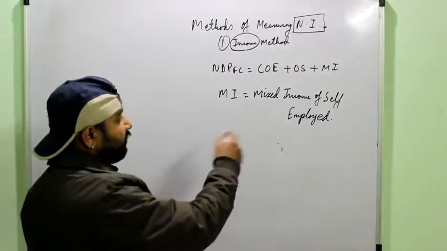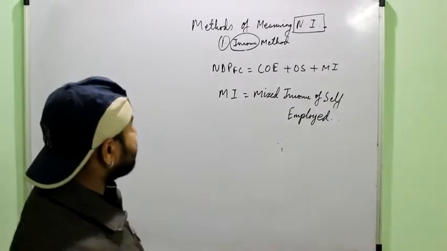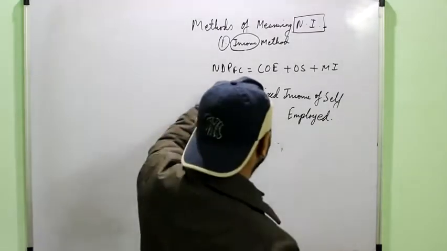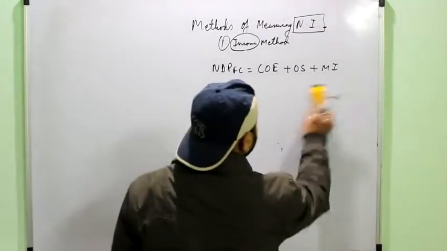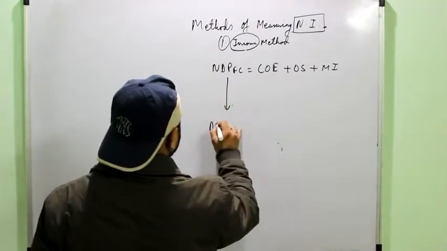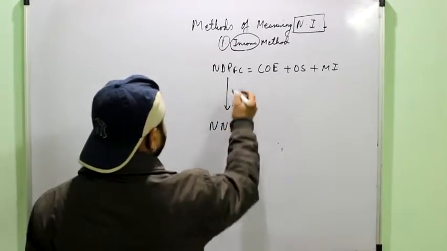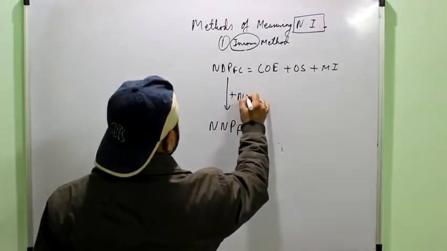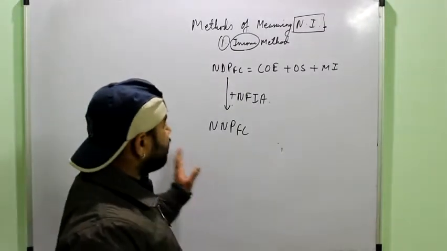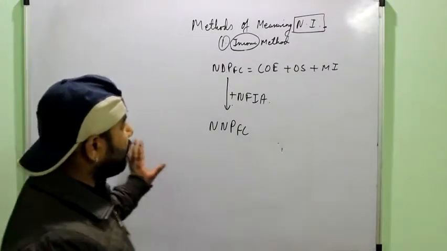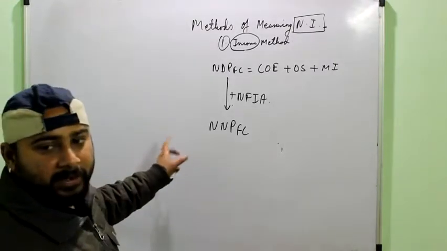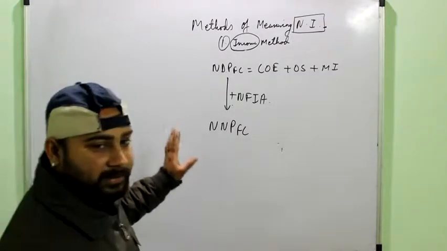So it means in any question you will find the COE, OS and MI, then you will add all the three, you will get your NDPFC, and after finding the NDPFC, that also is your domestic income, you can convert it into any other aggregate. For example, if I want to find national income, that is NNPFC, so domestic to national plus NFIA. Okay, this is an important method, and you should practice the numericals of this particular method, rather all the methods, because you can understand it better only when you solve it or only when you practice the numericals.